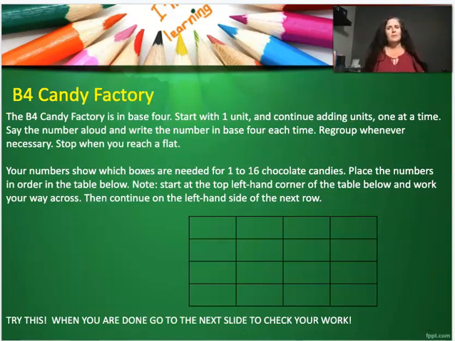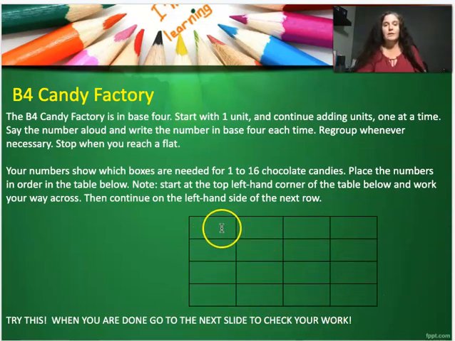All right, so let's talk about counting in base 4. We're going to start up in the left-hand corner of this table, and we're going to add 1 unit at a time. Say the number out loud and write the number in base 4. You have to regroup when you get to 4, because we're in base 4, so we're going to go to the next size box. It says stop when you reach a flat, which would be this whole thing full.